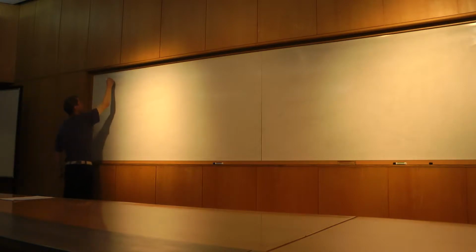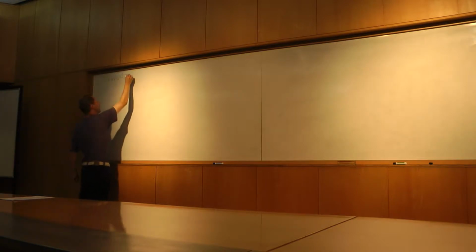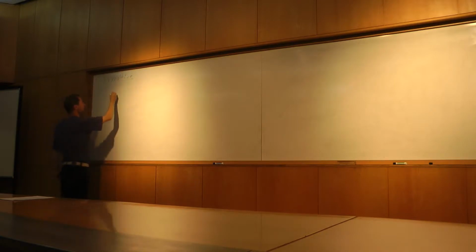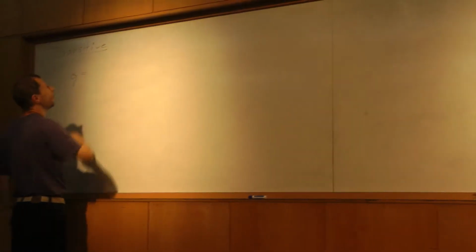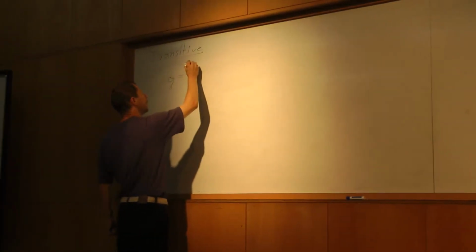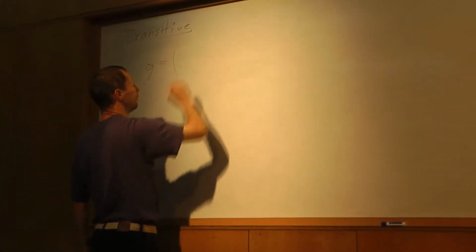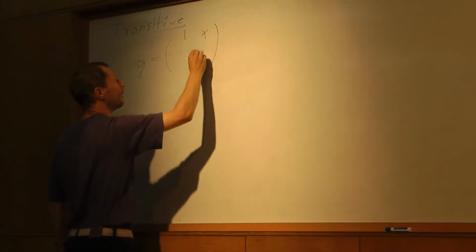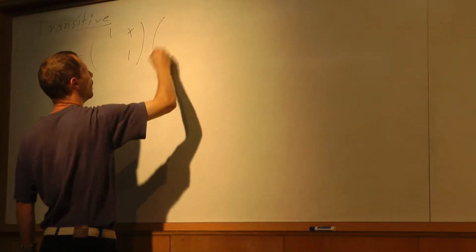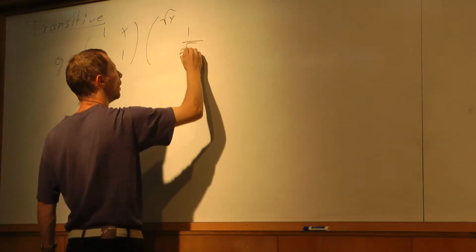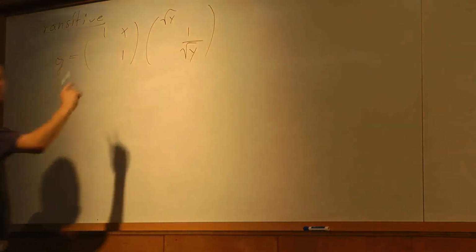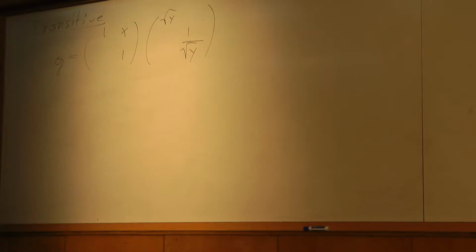Transitive. It's very easy. I just define a particular point G, and I write it as a product of two matrices and I apply them separately, one after the other, already knowing this law here. Right?